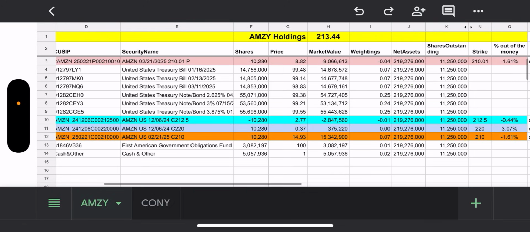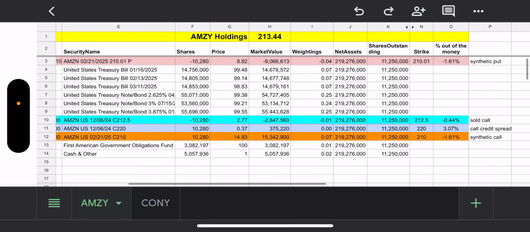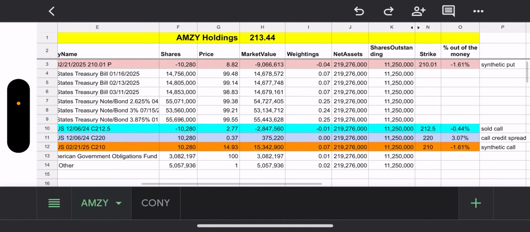All right, so what do we got? If we zoom out, their synthetic is doing pretty good. They are 1.61% above their strike. Their synthetic strike is 210. Amazon's at 213. But that synthetic expires February 21st. Okay. Now, what about the calls for the week? Not good. Not good at all.